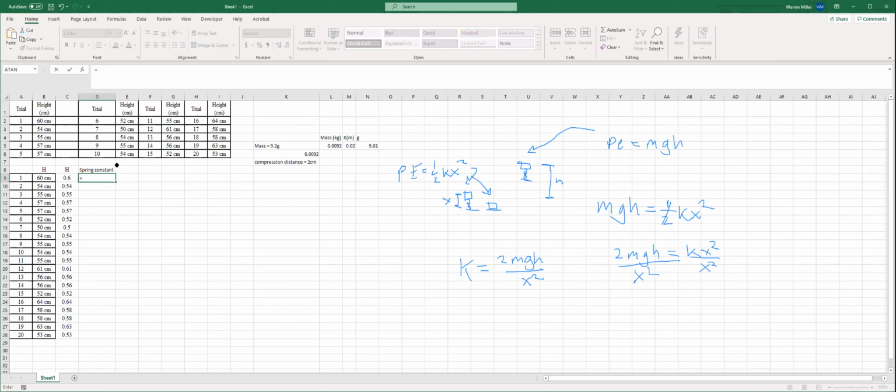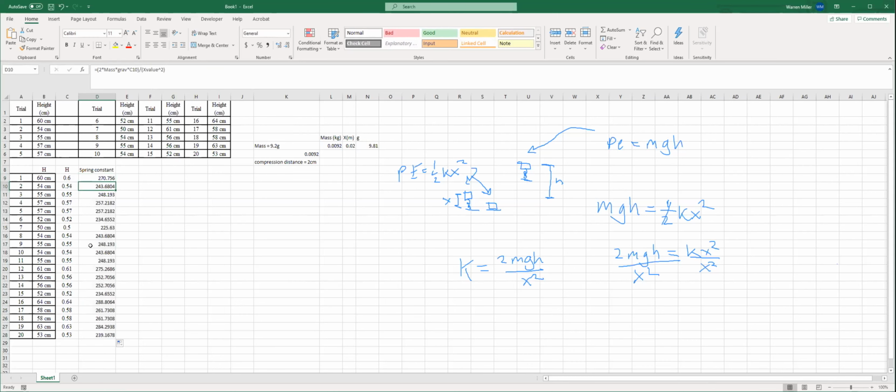Let's fix this again, right? So it equals 2 times the mass times g times the height. And then we divide all that, put in parentheses to make sure it's divided properly, by the x value raised to the second power. And it gives us a spring constant of 270 for the first trial, 270 newtons per meter.